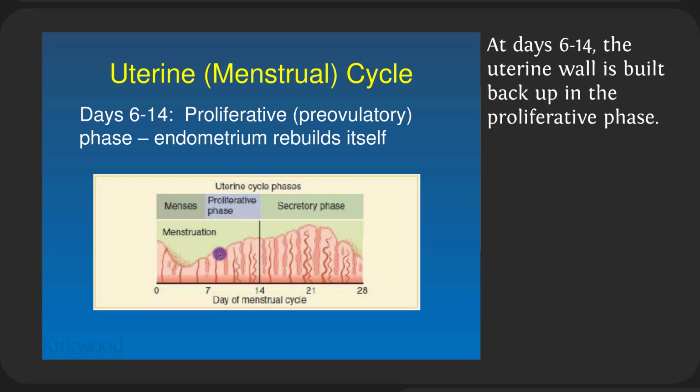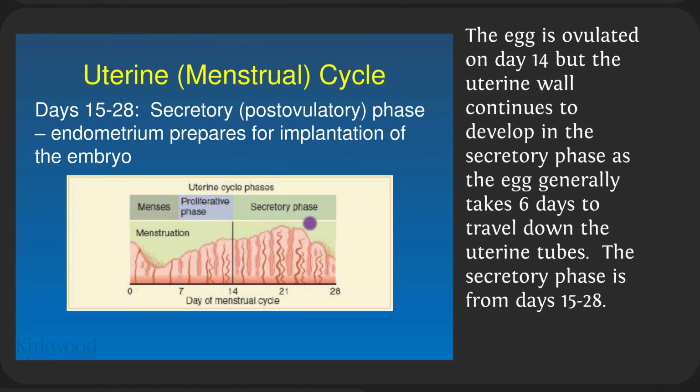At days 6 through 14, the uterine wall is built back up in the proliferative phase. And recall again that at day 14, that's when the egg is being released. It's going to take 6 to 7 days to actually reach the uterus. So that's why the uterine wall doesn't have to be built quite all the way up until day 21. So the egg is ovulated on day 14, but the uterine wall continues to develop in the secretory phase, as the egg generally takes 6 days to travel down the uterine tubes. So the secretory phase is from days 15 to 28.